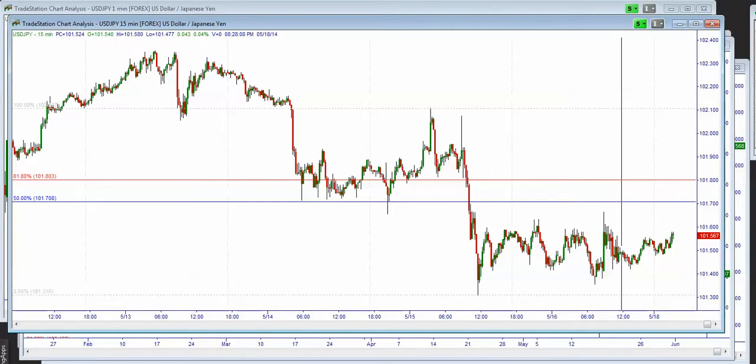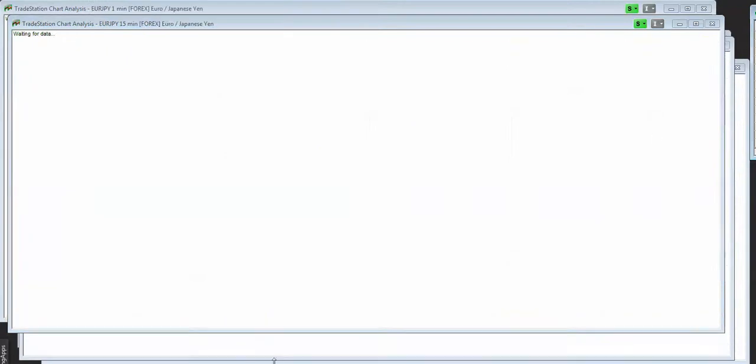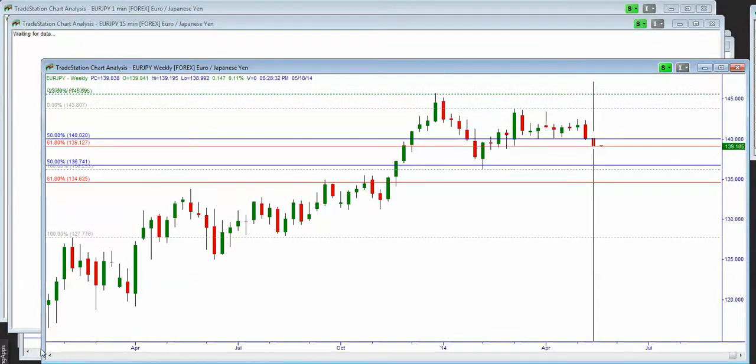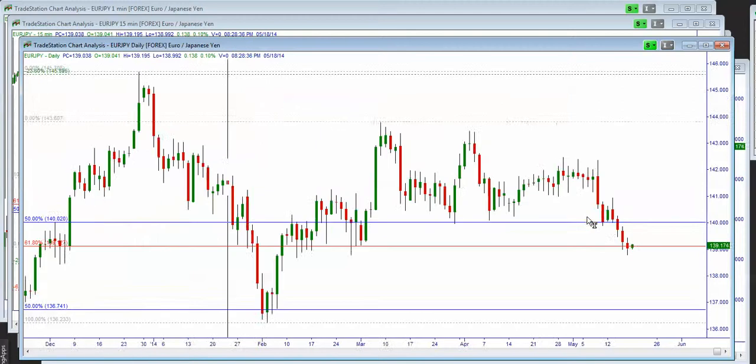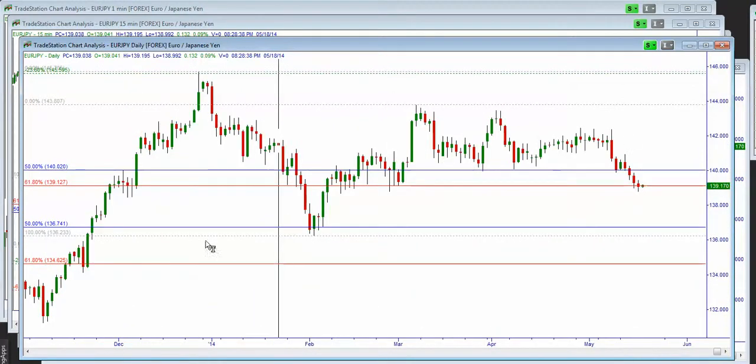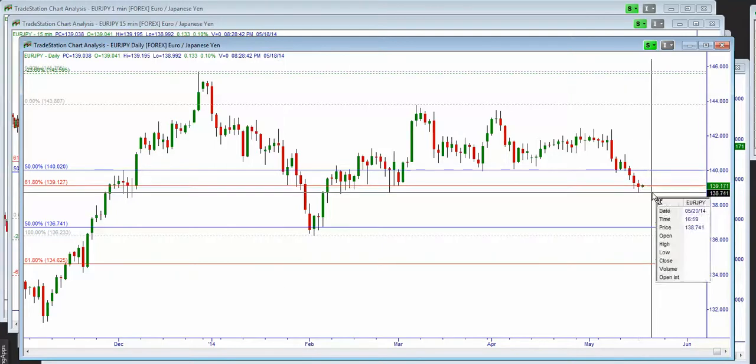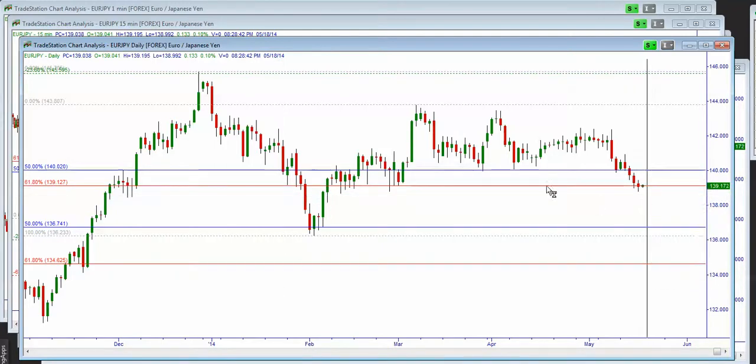Moving to the euro versus the Japanese yen, we start again and take a look at the daily first, and as we can see, the 139.27 has failed, and this is a very important development here on Thursday. That was on Thursday last week.